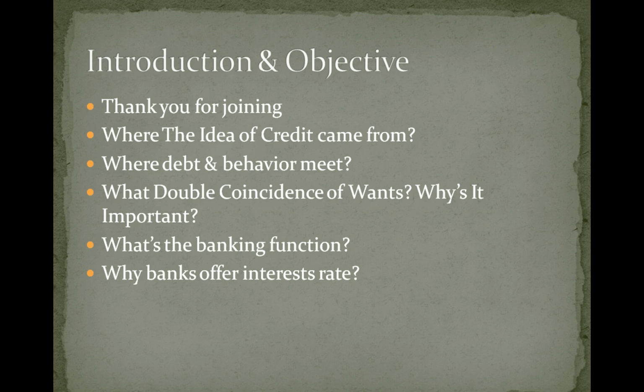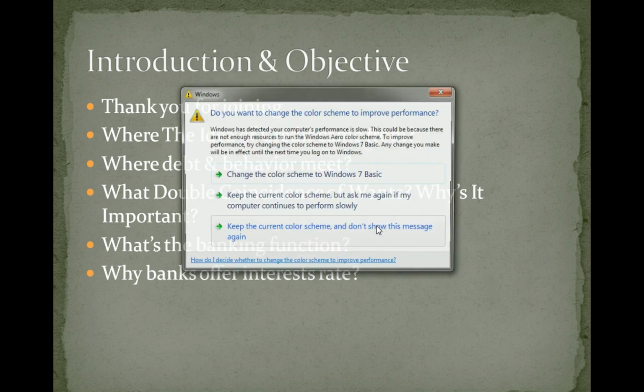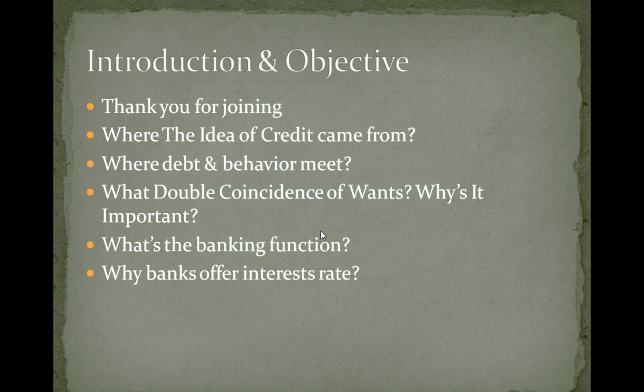There's going to be a lot of takeaways that you guys are going to get from this particular tutorial, but the two that I want you guys to take away, the biggest takeaways, I should say, are the double coincidence of wants. We're going to get into what that is, and I apologize for that, guys. And the second one is going to be the banking function. So this is ultimately why banks exist.